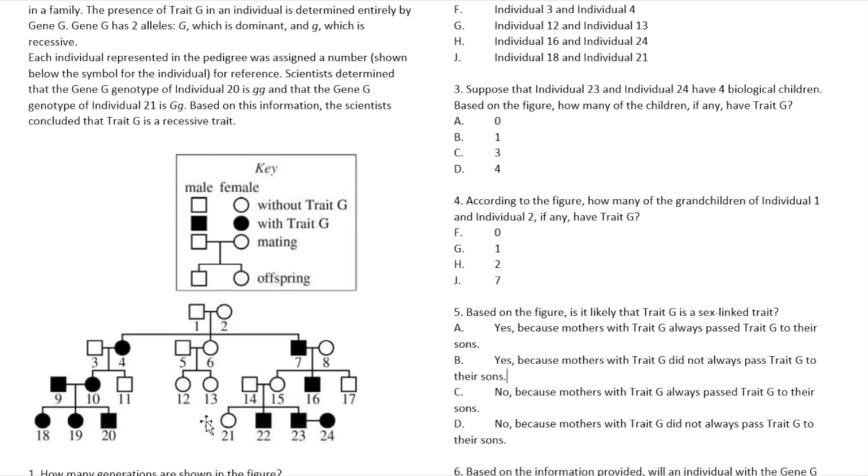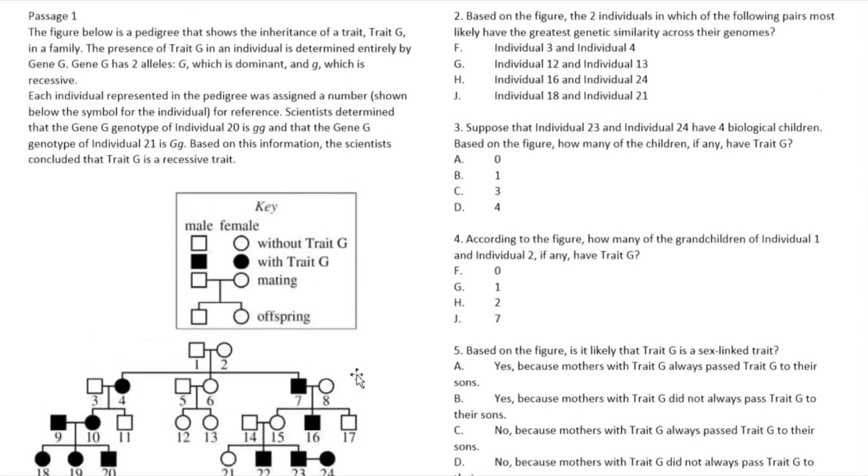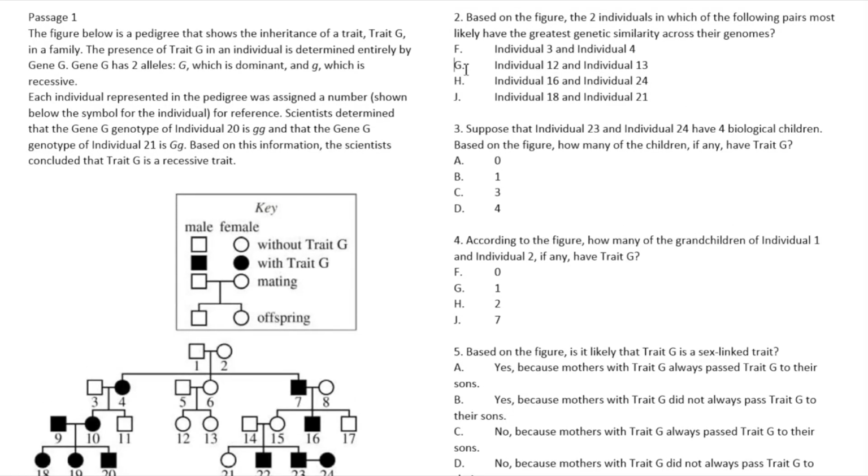And we can see that 12 and 13, because they were sisters and they have the same no trait G fact here, probably have the most similar genetic makeup. So here, G is the correct answer.